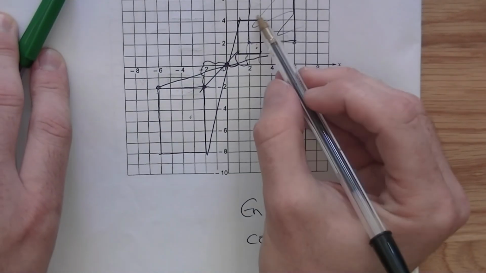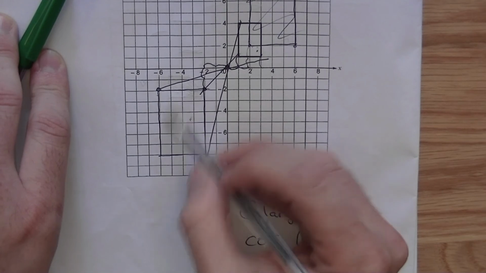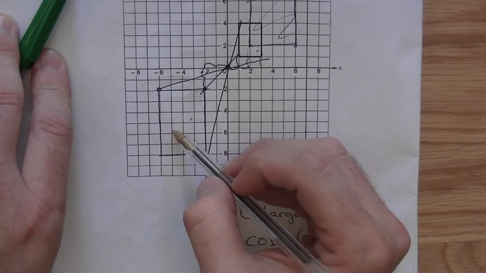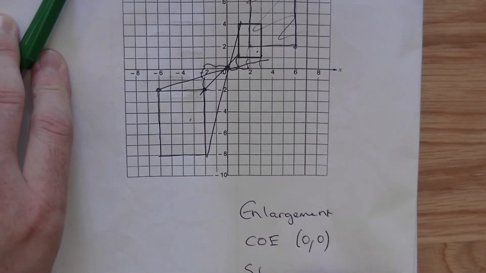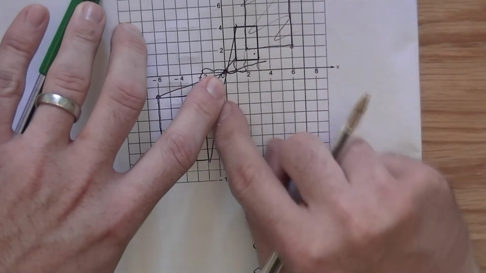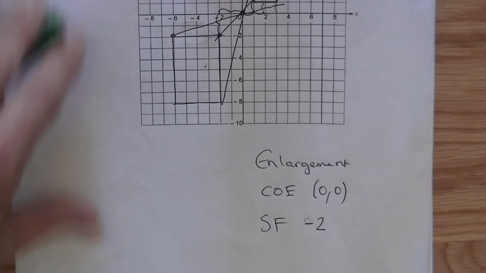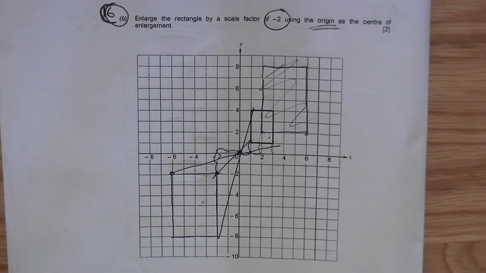And then look at, okay, I'm going from there through there down to here, but how much bigger is it? It's twice as big. So the scale factor is 2, but it's not twice as big in the same direction, it's twice as big in the opposite direction, so the scale factor is -2. So that's how you'd work backwards to get the question given the answer.